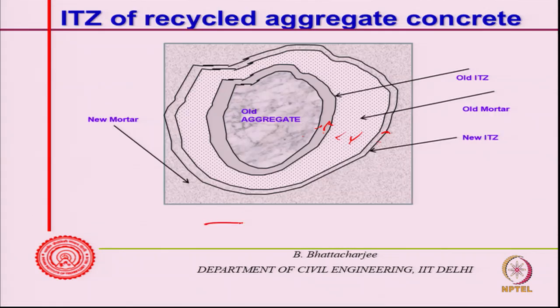Put this aggregate in fly ash, you know, put them in fly ash, immerse them, submerge them completely in fly ash. So, fly ash will penetrate into these, and the calcium hydroxide of the new cement, which is your new one, will try to react. So, pozzolanic reaction might improve it somewhat.